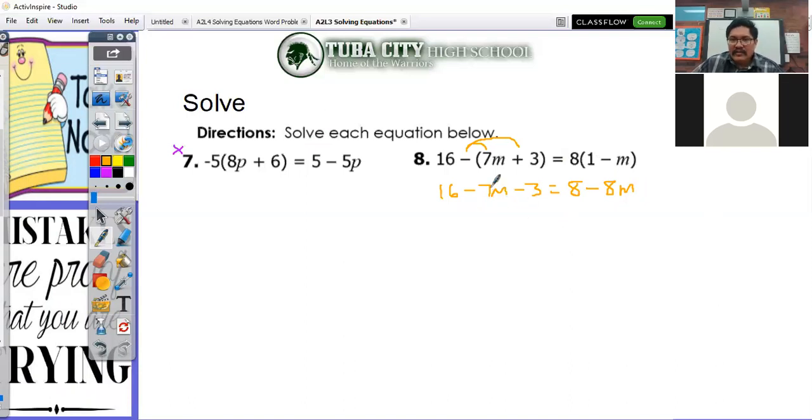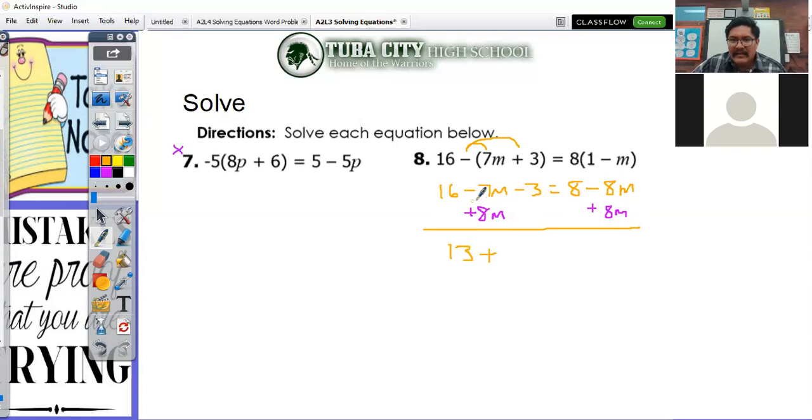Now we have a bit of a choice on this one because I could either add 7m to both sides or I could add 8m to both sides. So consider both options. In this case, it's probably better that I add 8m to both sides. Plus 8m, plus 8m. And in this case here, I should also add these together. 16 minus 3 is 13.